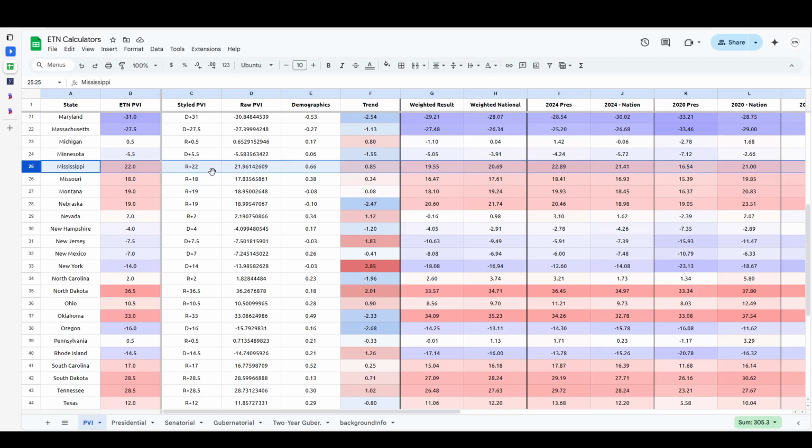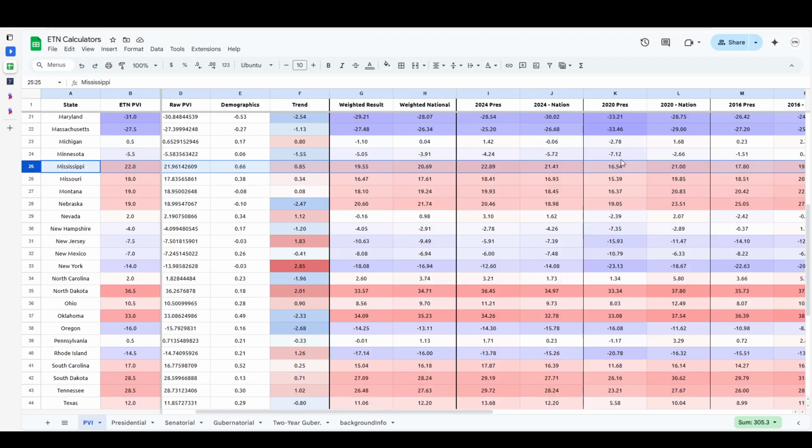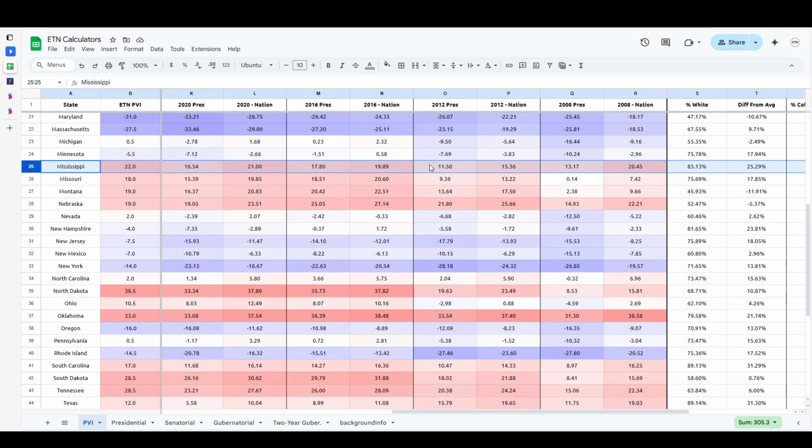Mississippi, 22. This one's basically flat even there. It actually did move towards the right in the overall vote here. It was basically one of the only states to do so from 2016 through 2024. Another one of those was California. The only time that it actually didn't move to the right was from 2008 to 2012. It did move to the left.